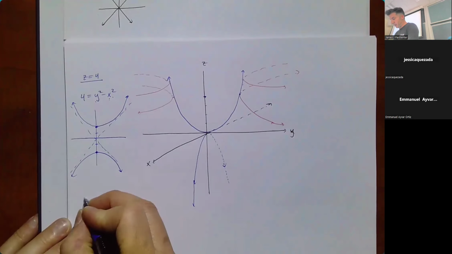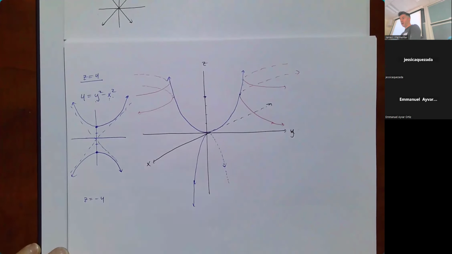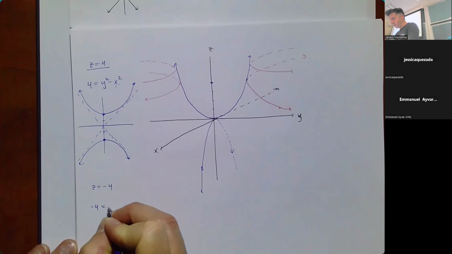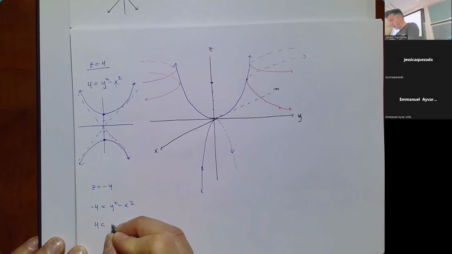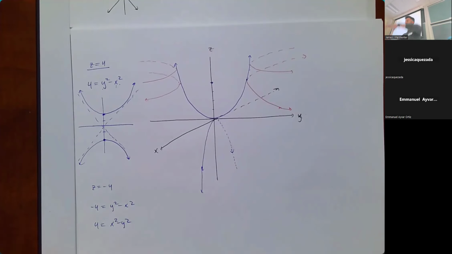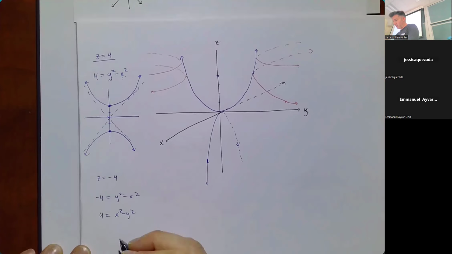If you let z equal, say, -4, then you have -4 equal to y squared minus x squared, which if we multiply both sides by -1, we get +4 equal to x squared minus y squared. So that's also going to be a hyperbola, but instead of opening up and down, it's going to open left and right. Because now you get to have the x-intercept being plus or minus 2.